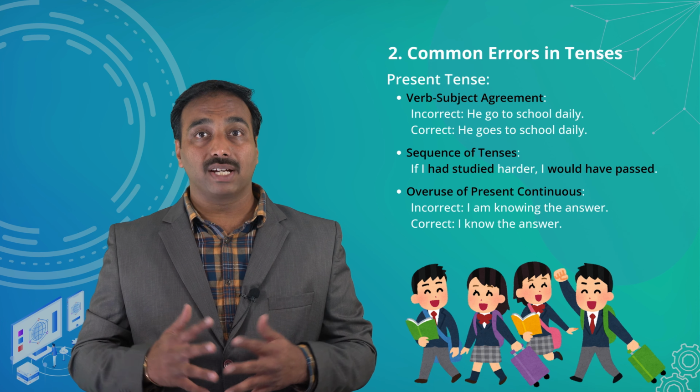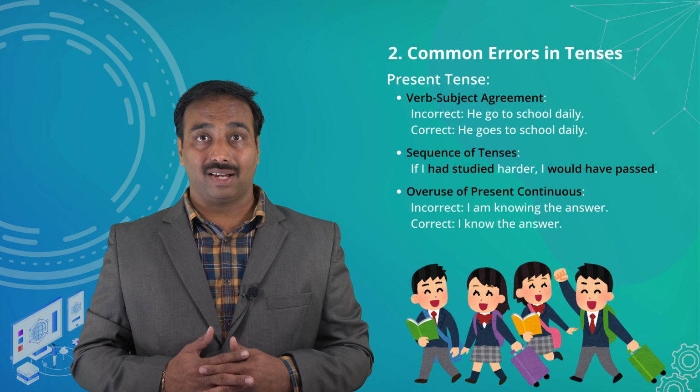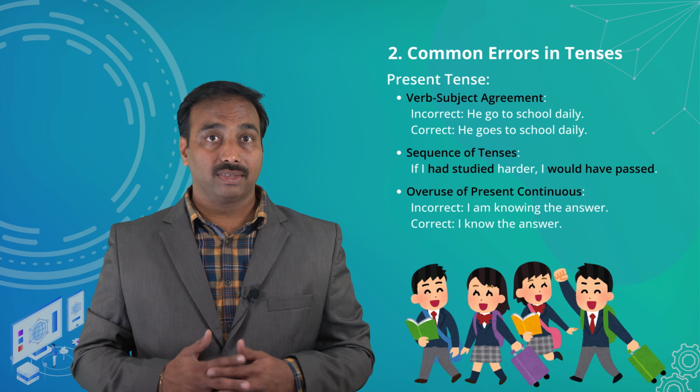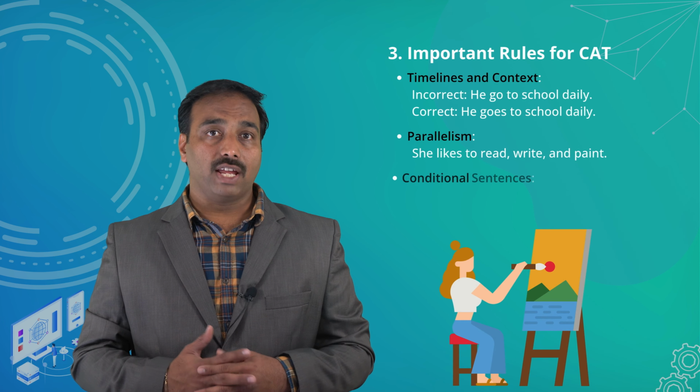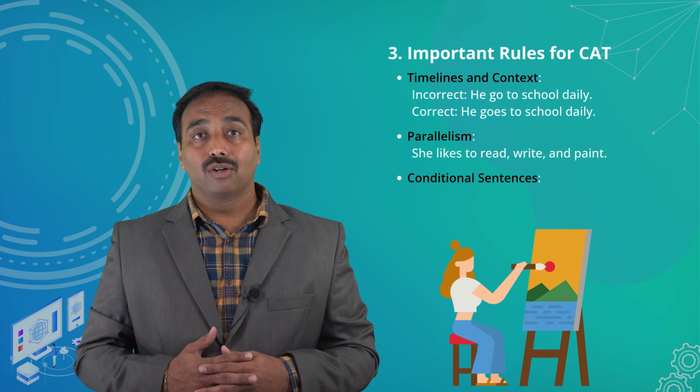Avoid overuse of present continuous. Avoid using it unnecessarily. Example, "I am knowing the answer." The correct sentence is, "I know the answer." Let us go through some of the important rules for any competitive examinations.